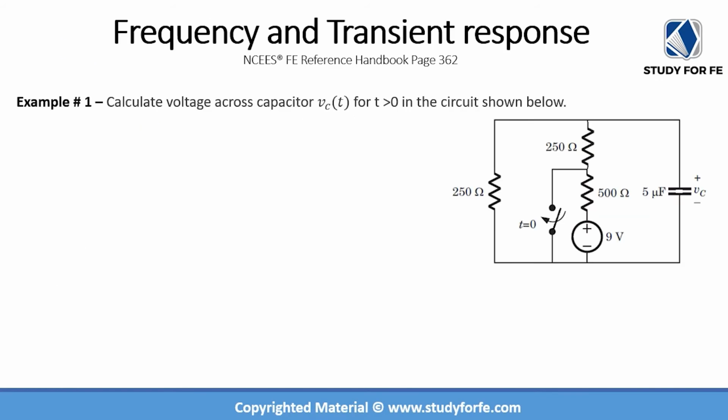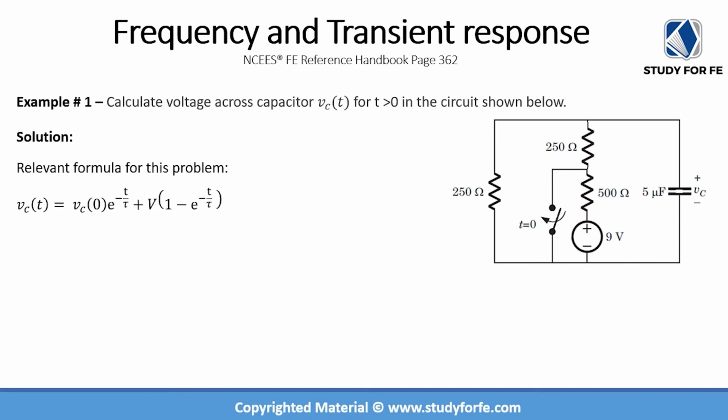Let us now take a look at an example involving an RC transient circuit. In this case, you can see that we have a transient setup because you have a switch which is closing at time t equal to 0. You have a voltage source, an arrangement of resistors, and a capacitor. And we are interested in finding the voltage across the capacitor for time t greater than 0.